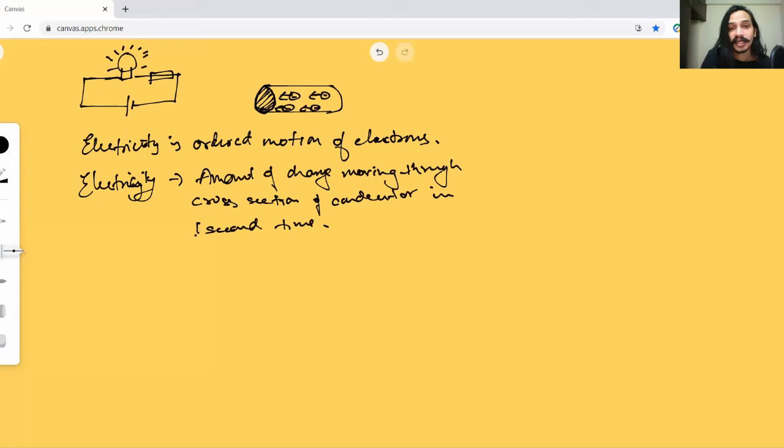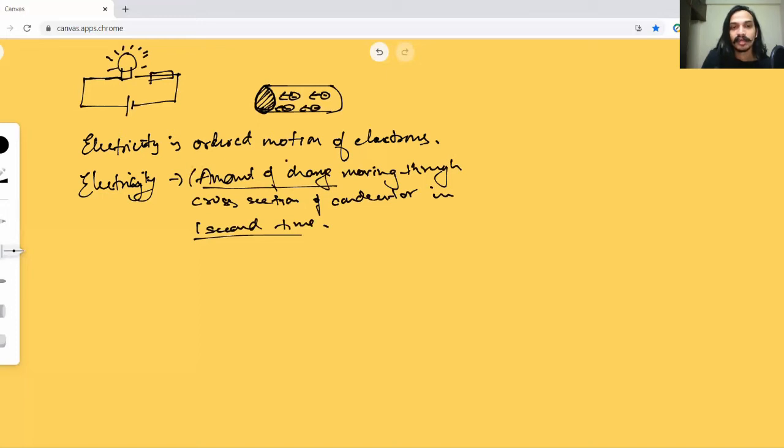The major things are the 1 second time and the amount of charge. The 1 second time we know. So we measure how much charge moves in just 1 second. That is just the time limit for it. What is this amount of charge?